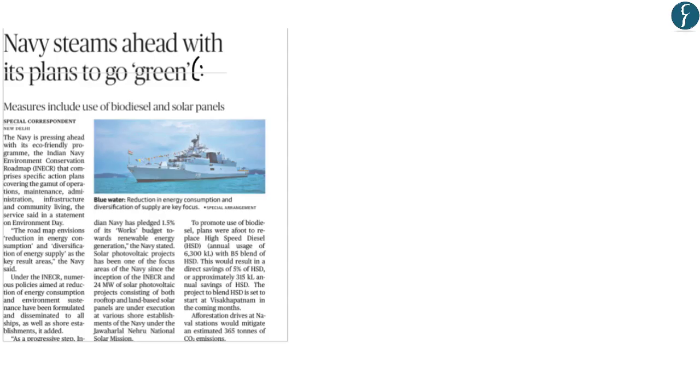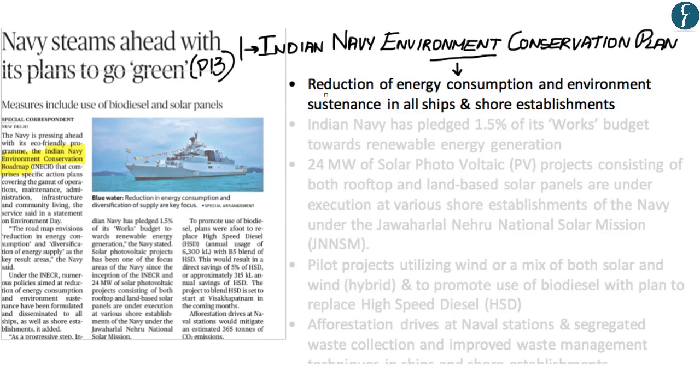Now we have taken this article from page 13. Now what has happened is that the Indian Navy has launched an environmental program known as the Indian Navy Environment Conservation Roadmap. Now under this environment conservation plan, the Indian Navy is going to reduce its energy consumption and ensure environmental sustenance within all the ships that the Indian Navy has and all of its shore establishments, meaning the various bases that the Indian Navy has on land.